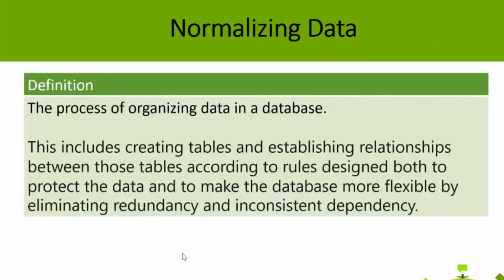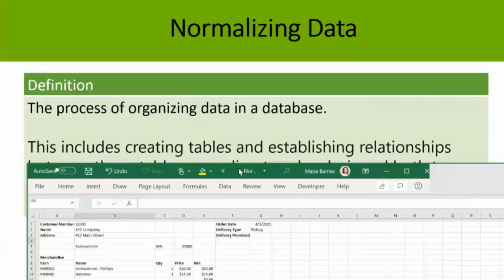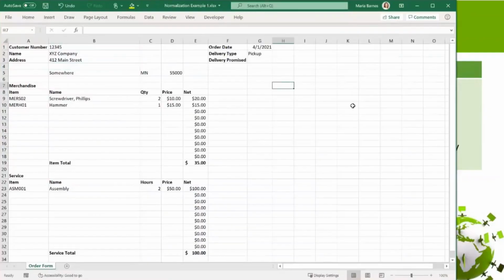So this is the definition of what normalizing data is: organizing data, creating tables, and establishing relationships between those tables according to rules designed to protect the data and make it more flexible, to eliminate redundancy and inconsistent dependency. So that's the formal rule. What I will typically see is data that looks something like this. So I'll often get, for example, a Microsoft Excel spreadsheet that looks something like this.